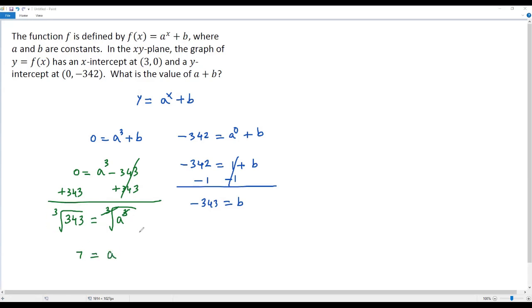Now I have the values of both constants a and b. Let's get the value of a + b. For a, we can plug in 7 and for b, we have -343. Here, when I combine positive 7 and negative 343, I am getting -336. Therefore, the value of a + b is -336.